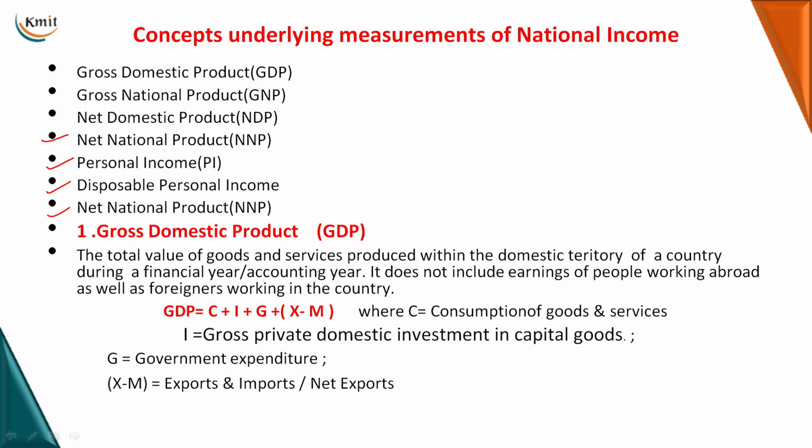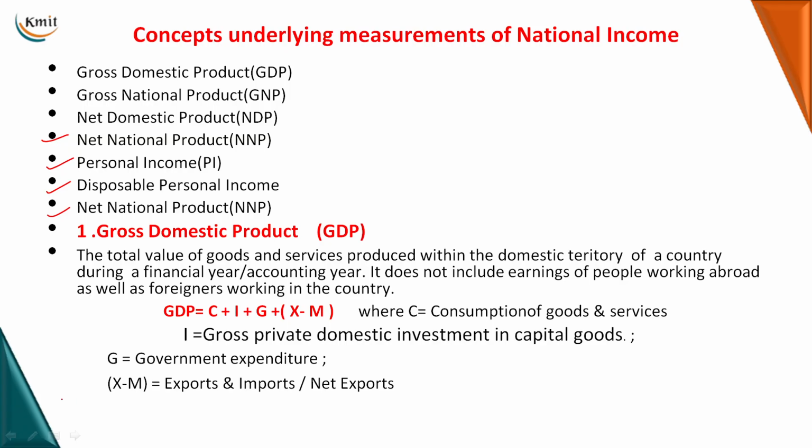We'll begin with the first one, that is gross domestic product. The total value of goods and services produced within the domestic territory of a country during a financial year or an accounting year, and which does not include earnings of people working abroad as well as foreigners working in the country. These are the things which we consider and which we are not going to consider for the purpose of calculation of gross domestic product.